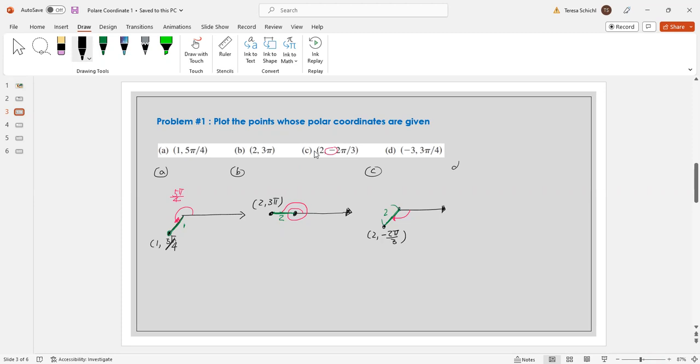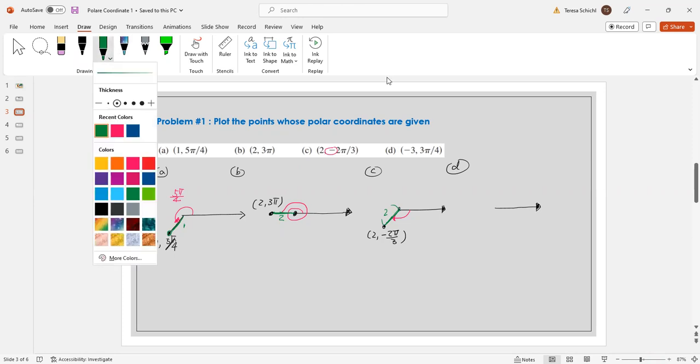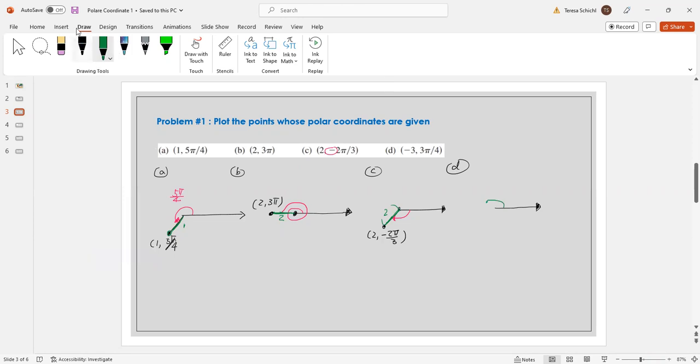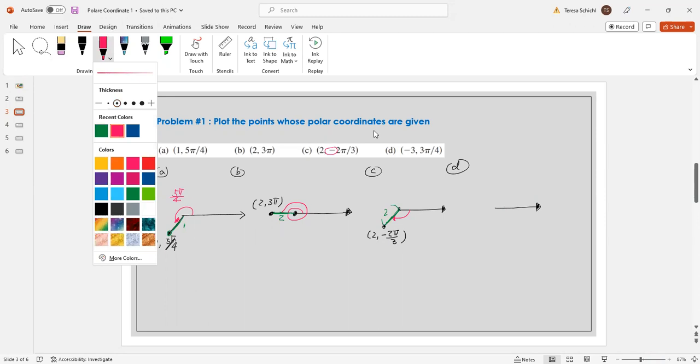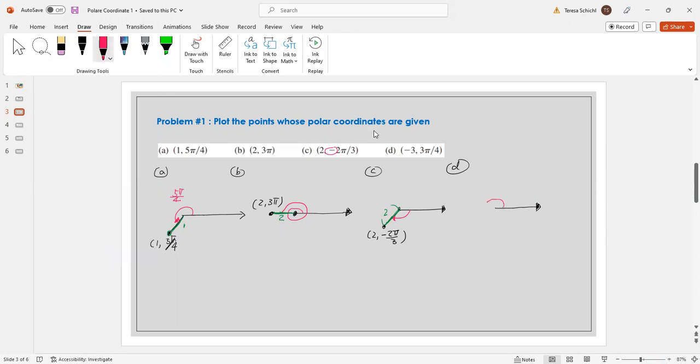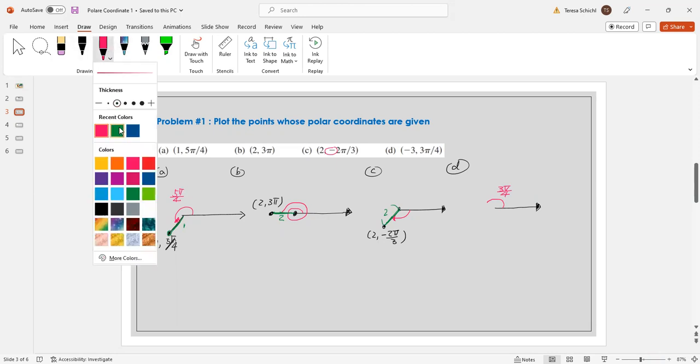All right, now let's take a look at the last one here. Let's put a polar axis here. I'm going to swing the 3 pi over 4. The 3 pi over 4 is kind of in the middle here. Oh, I should use the pink color. So this is 3 pi over 4. It's counterclockwise. So this is 3 pi over 4, and then I'm going to have the negative 3.